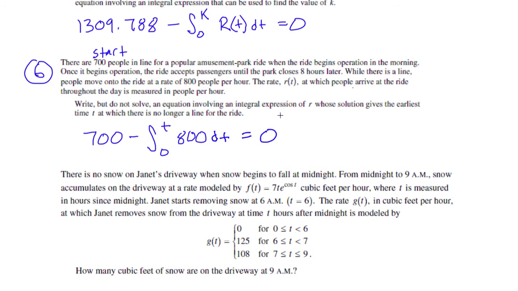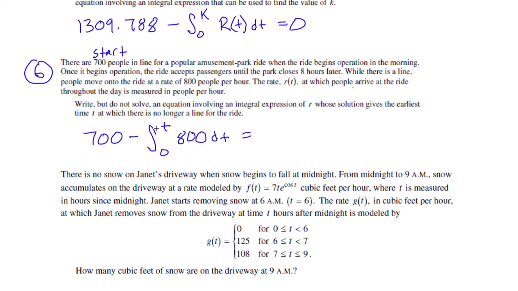So write an integral expression r, who gives the earliest time. So how could I make this when there's no longer a ride? I don't understand what it means by r, and I'm totally blanking on what this means. I don't want to say anything along the lines of like this is set equal to r or something, because that will change depending on what time t there's no longer a ride.